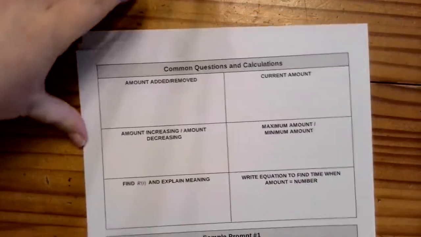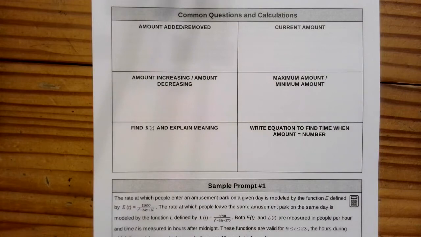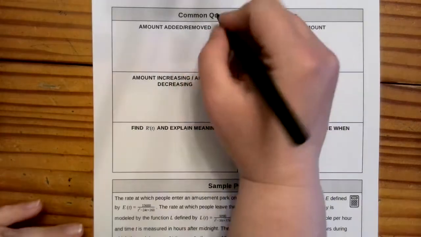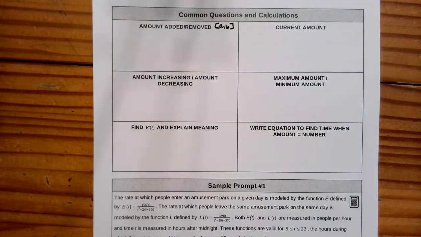Okay, so common questions and calculations that you'll be asked to do with these analyzing rate functions. The first really common thing that you're going to be expected to do is to figure out the amount that's been added or removed over a certain time interval. For example, we're going to pretend that we're looking at the interval from A to B, just so we can have a little bit of context here.